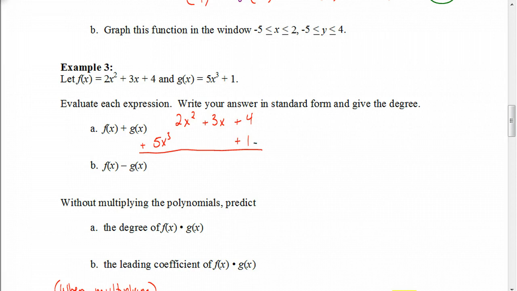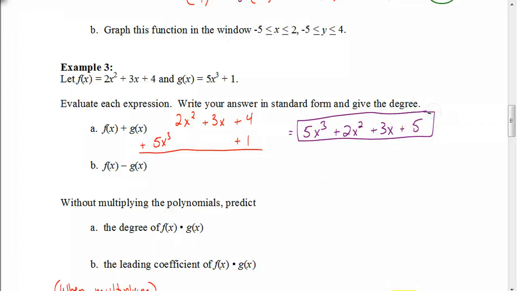Now we're going to add these together. So 5x cubed, there's nothing to add to that, so my answer is just going to be 5x cubed. 2x squared, we can see there's nothing to add to that. Same with the 3x. And the 4 plus 1, we can combine those like terms and get 5. And that would be your answer.